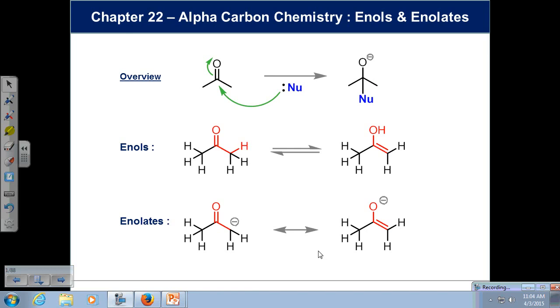Enolates are different in the sense that they are now negative species. In fact, they are the conjugate bases of the enol, if you take off one of those protons. And we could again draw two pictures for this. We've got to be very careful here. We're drawing an equilibrium at the top because these are two distinct species.